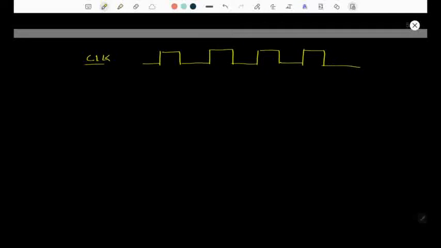First of all, let's draw the clock pulses. We have given 4 clock pulses, so we can draw it like this. These are the 4 inputs or 4 clock pulses we are giving: 1, 2, 3 and 4. So what should be the output? First let's consider Q0, then we will consider Q0 bar.